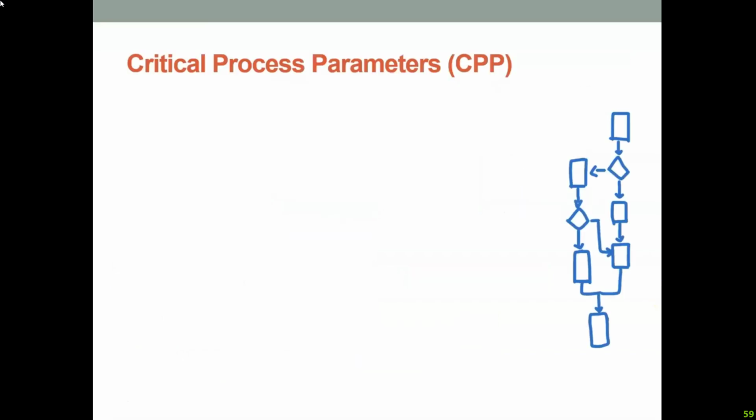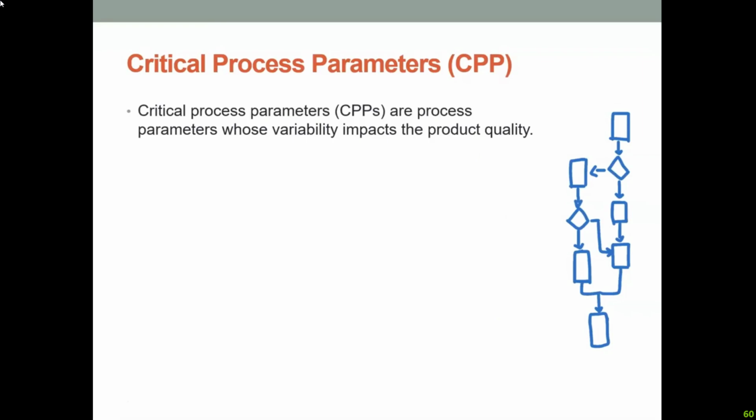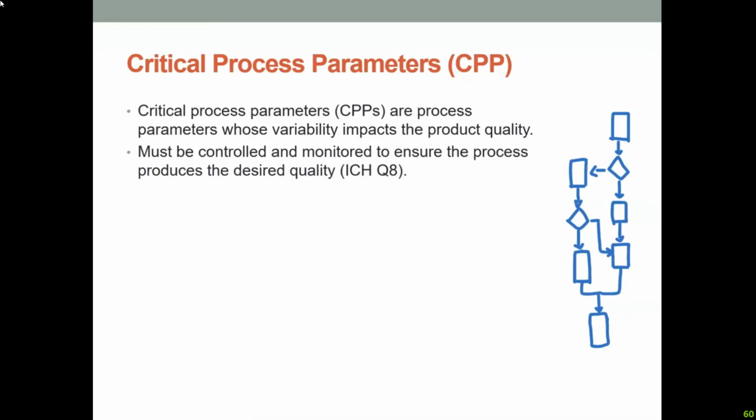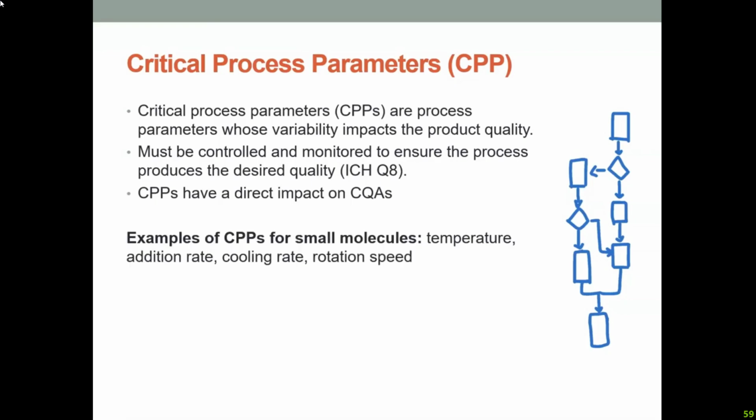So our CPPs, critical process parameters. Critical process parameters are the process parameters whose variability impacts the product quality. And we talked about those before, so you'll be familiar with the term. They must be controlled and monitored to ensure that the process produces the desired quality. If we don't have control over our CPPs, we're not going to have control over our critical quality attributes. CPPs have a direct impact on our CQAs. So not managing our CPPs means that our critical quality attributes will have a high variability.